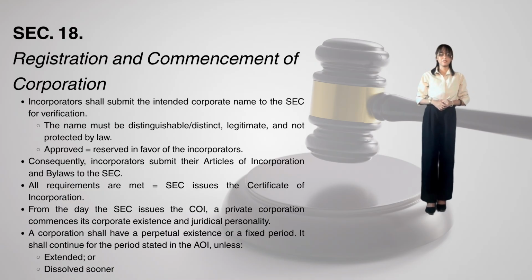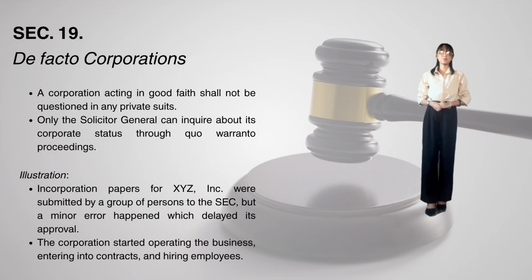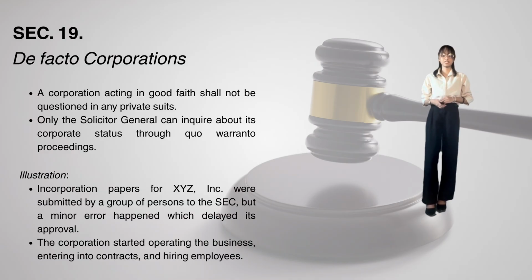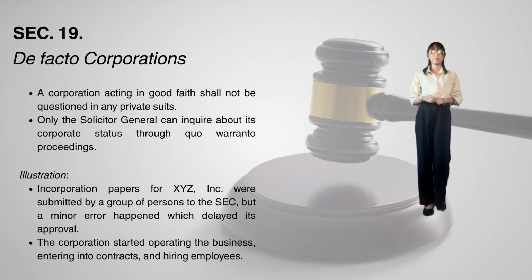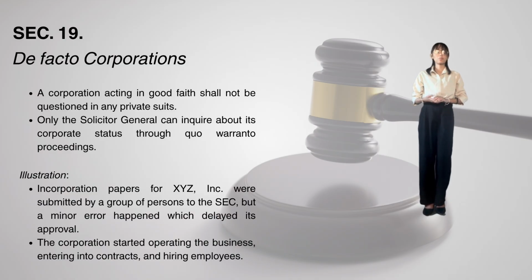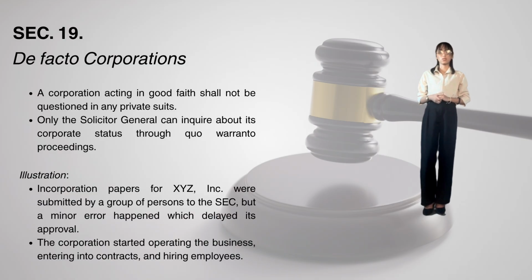Section 19. De facto corporations. A group sometimes may honestly believe it is a corporation and commence operations despite a minor defect in registration. In such cases, private lawsuits are not allowed to challenge the corporation's authority to exercise corporate powers. Only by bringing a quo warranto action may the government, through the Solicitor General, question the corporation's status. By doing this, people who deal with the corporation in good faith are protected from being harmed.